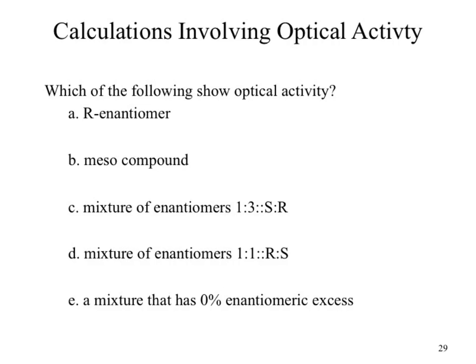Okay? So, which of the following will show optical activity? The R enantiomer of a compound. Yes, that should show optical activity. So we'll call that a yes. Is it plus or minus? Okay. We have no way of knowing until we run the experiment. Okay? So we cannot determine plus or minus just based on the information that it's an R enantiomer. What if it is a meso compound? Okay, what did a meso compound mean?